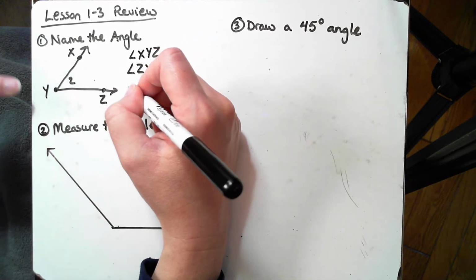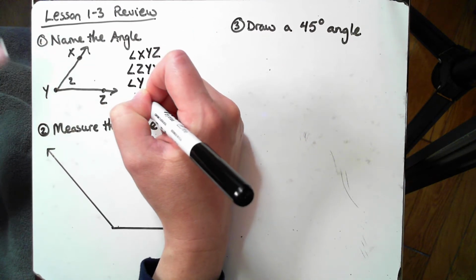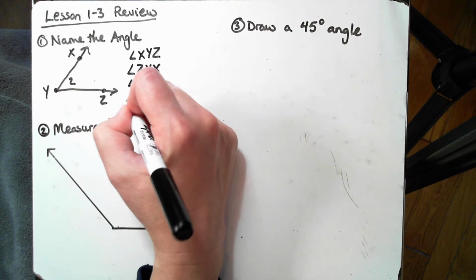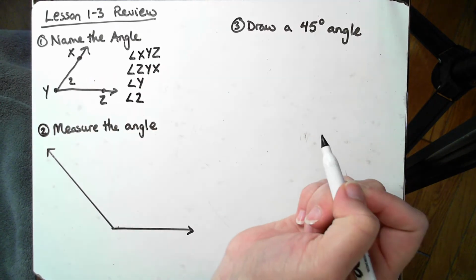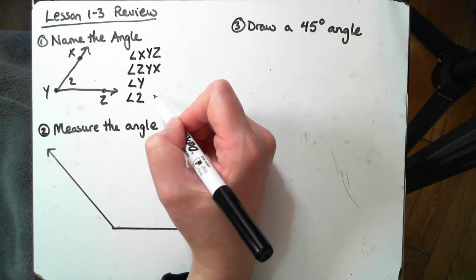And I can name it angle Y, assuming that there's only two rays attached and I don't have a third ray on here. I can also name it with the special number that's on the inside, so angle 2 would also work. So these are the four different names for this angle.